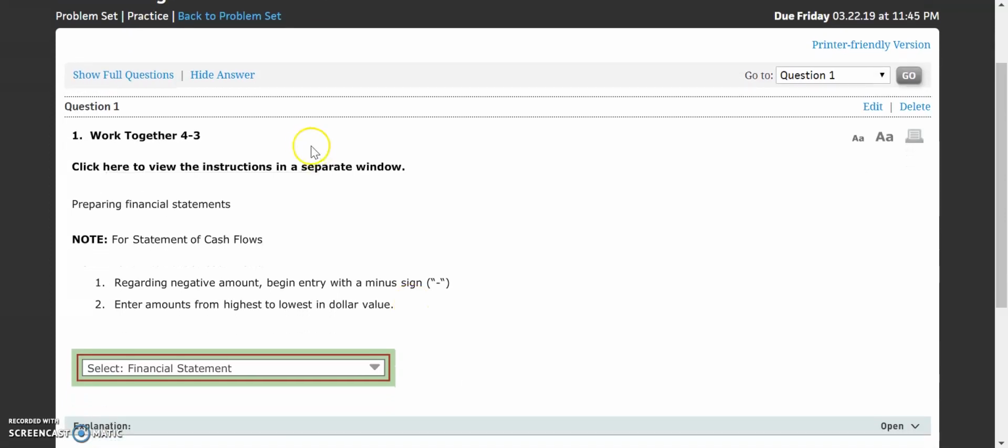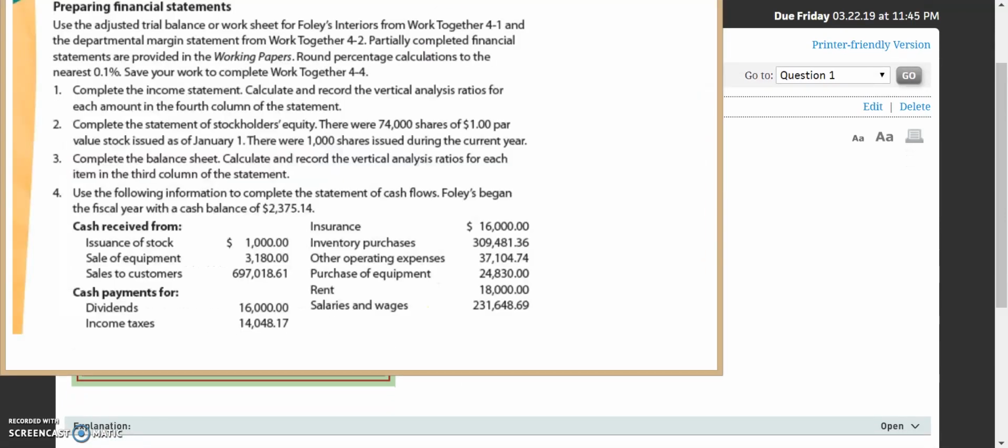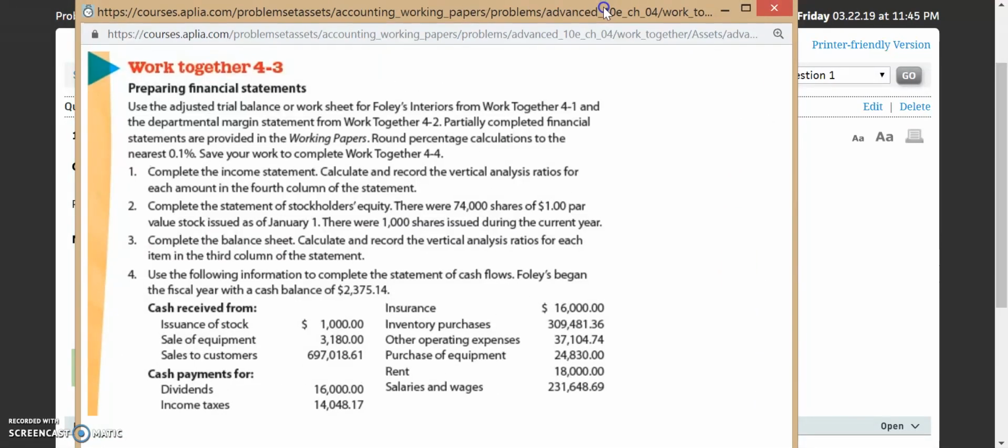Notice that it says we need to open our instructions, so let's see what they have to say here. Again, I know it's not convenient doing this this way, but we do need our Work Together for 1 and our Work Together for 2, which was our adjusted trial balance and our departmental margin statement. We're going to need both of those in order to make our 4 financial statements here.